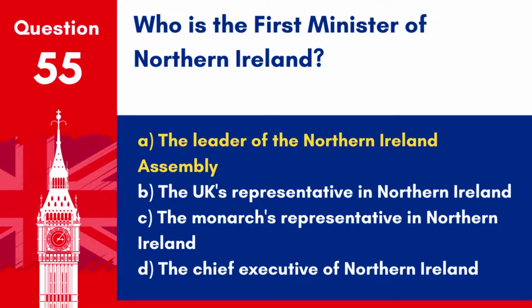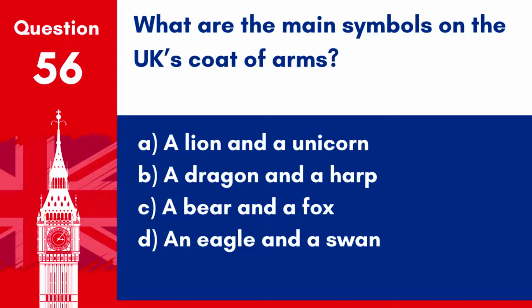Answer. A. The leader of the Northern Ireland Assembly. The First Minister of Northern Ireland is the head of the Northern Ireland Executive, typically the leader of the largest party or coalition in the Northern Ireland Assembly. Question 56. What are the main symbols on the UK's coat of arms? A. A lion and a unicorn. B. A dragon and a harp. C. A bear and a fox. D. An eagle and a swan.